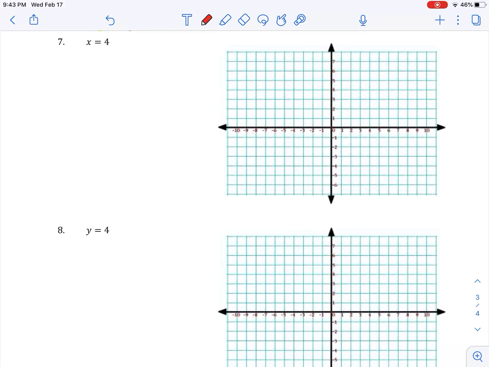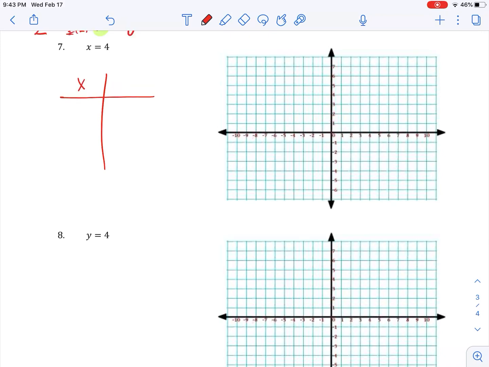So if we looked at number 7, and I'm not even going to bother making a table. Well, you could make a table. I don't expect you to, though. So let's talk about what the table would look like if you wanted to make one. Remember, you can pick whatever you want for x typically. But it's saying x is always 4. That's what this is saying here. X equals 4. 4 is a constant. There is no y value. So it's telling you no matter what, x has to be 4.